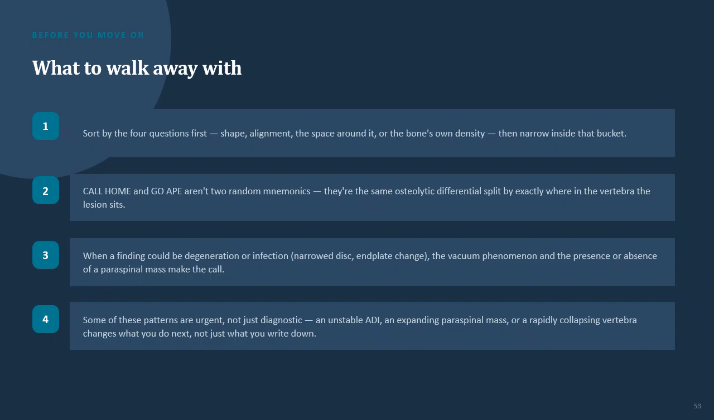So again, we're starting with looking at what the image is actually showing us in terms of the shape, the alignment, the disc spaces, and the density, and those patterns alone can help narrow down and guide the radiologist and the doctor to what might be causing the issue with the patient.